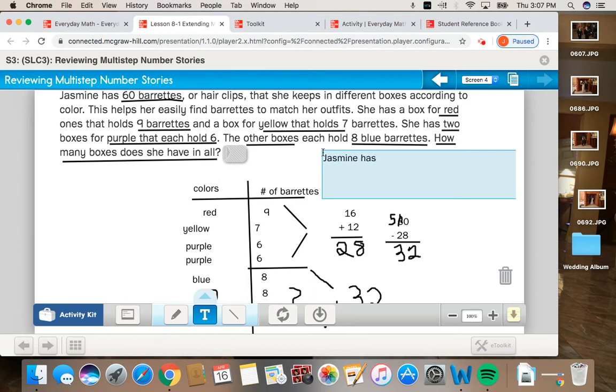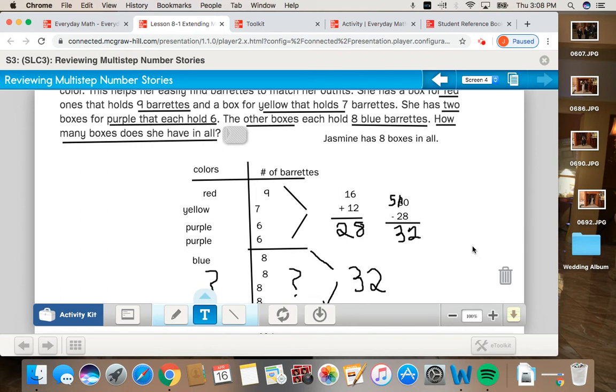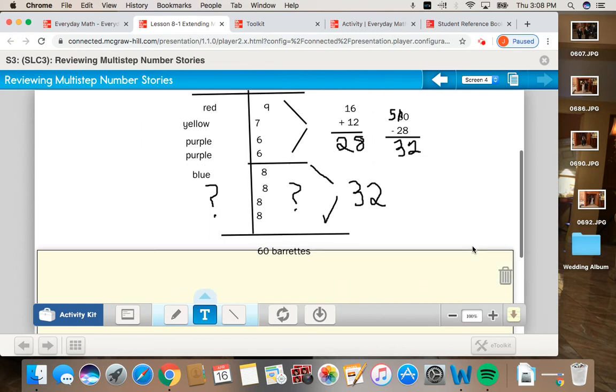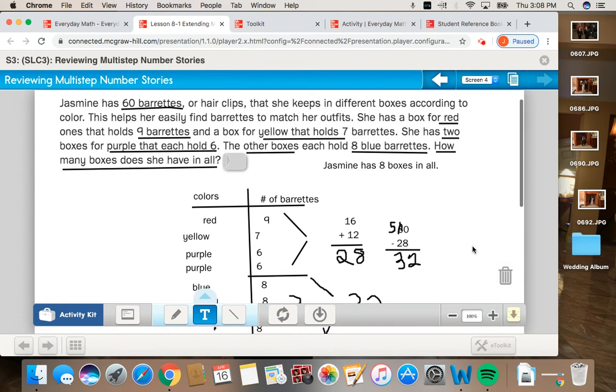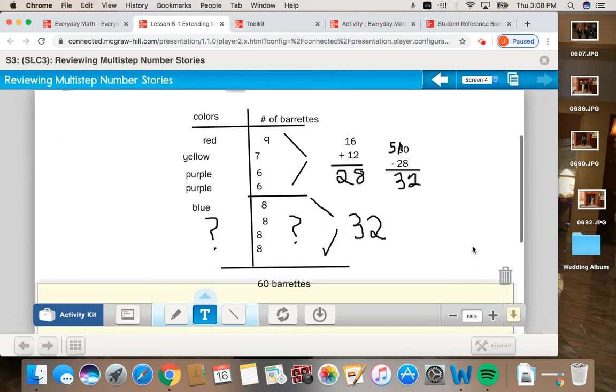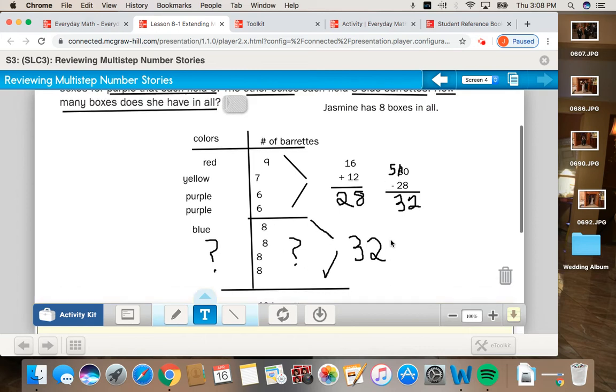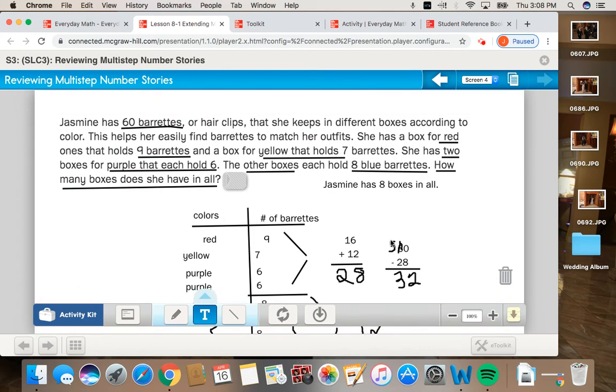Jasmine has 8 boxes in all. And I know that the objective today said they were challenging, but they're really not challenging. They just have a lot of steps to them, and we just need to organize our work. None of these numbers are really large numbers. These were all pretty small numbers. It's all about organizing your thoughts.